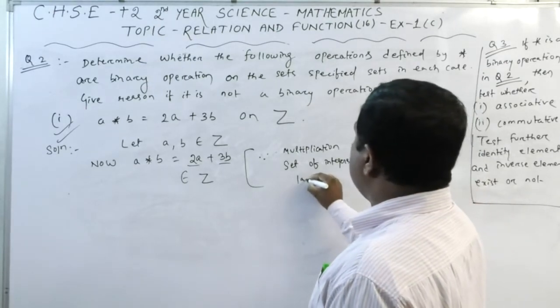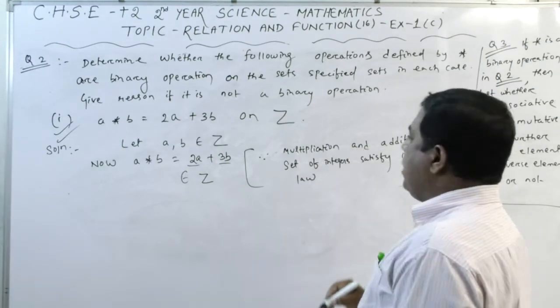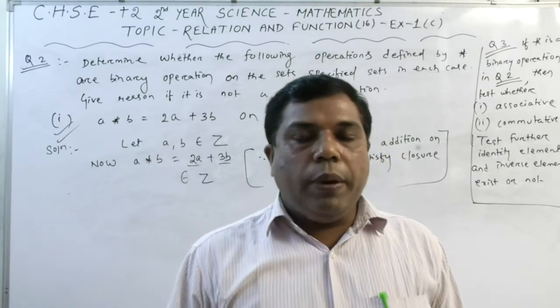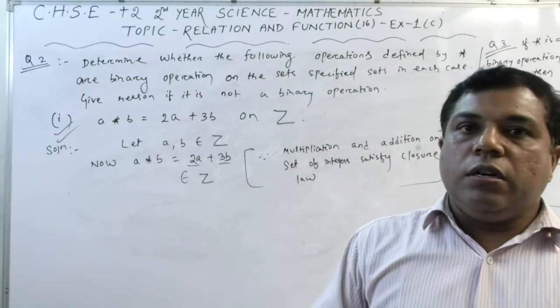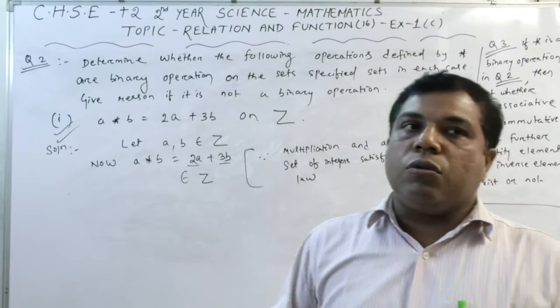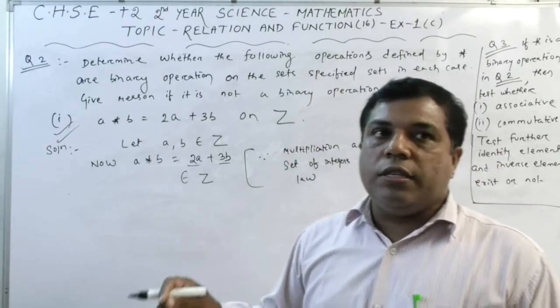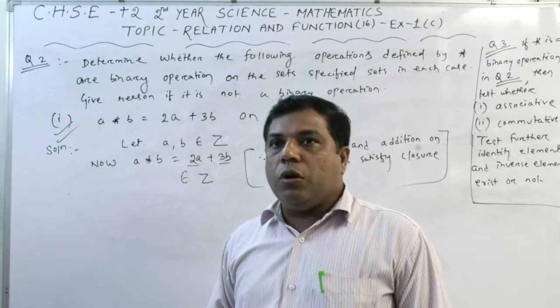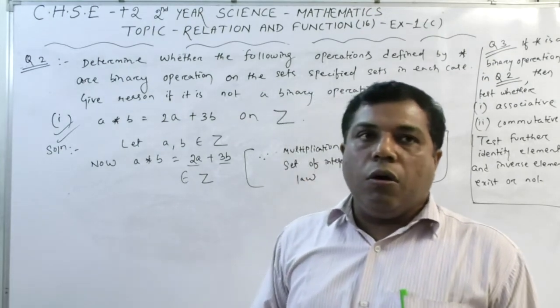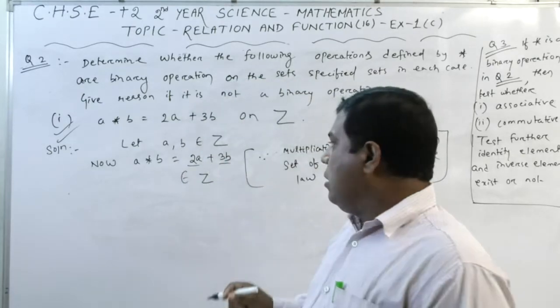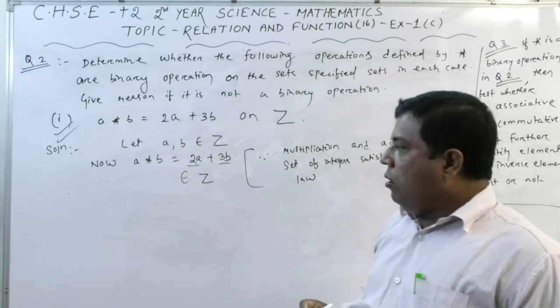So closure law means what? The final result belongs to the same set. If you multiply two integers, the result is again an integer. That is the closure law. And if you add two integers, the result is an integer. So addition, multiplication, subtraction, all satisfy the closure law in the set of integers. So the result belongs to Z.